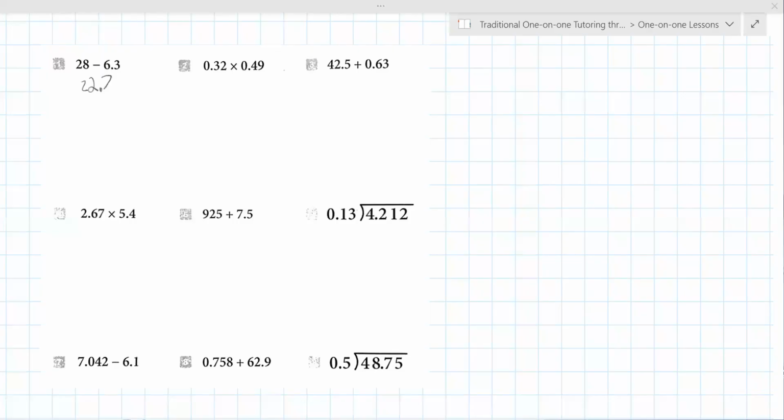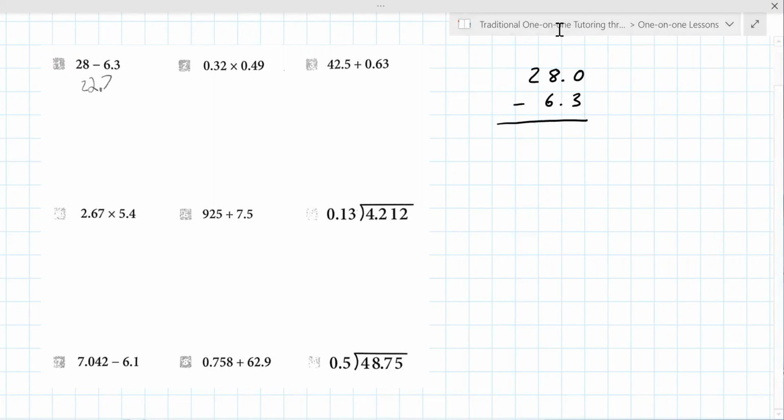Okay. 28 minus 6.3. Is that your final answer? Did you make any changes to that? No. There is a mistake there. I think so. Okay, so I'm going to do that one off to the side here. You're going to treat it as 28.0 minus 6.3.